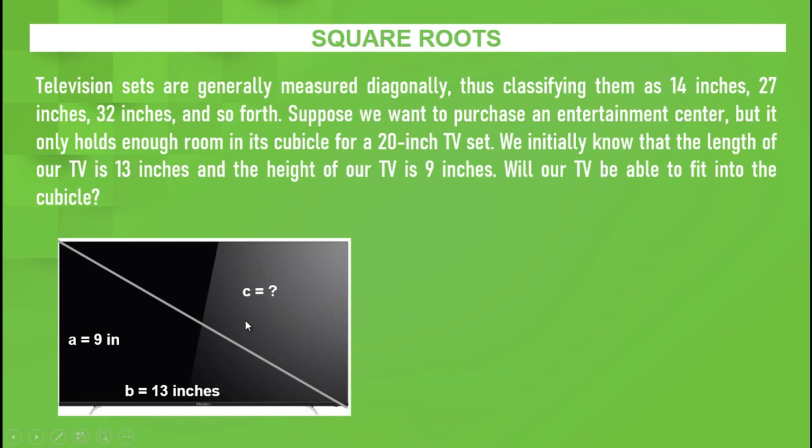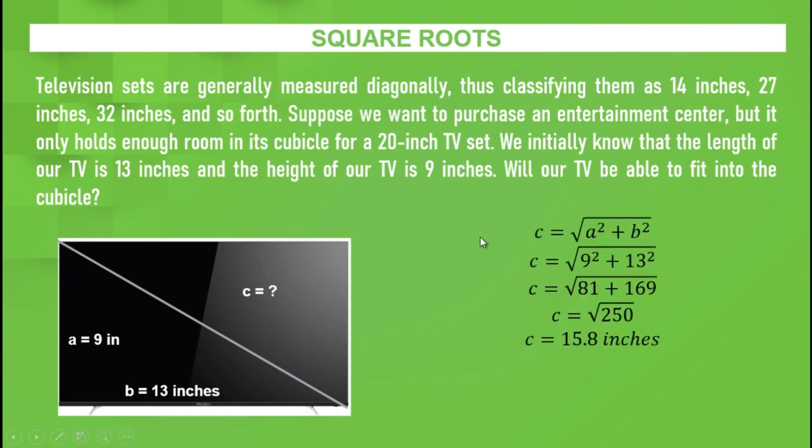So, our C is missing. We'll use the formula of the Pythagorean theorem. Since we're looking for C, C is equal to the square root of A squared plus B squared. C equals 9, our A, 9 inches, so 9 squared, plus 13 inches, 13 squared. C equals 81 from 9 squared. That is 9 times 9, 81.